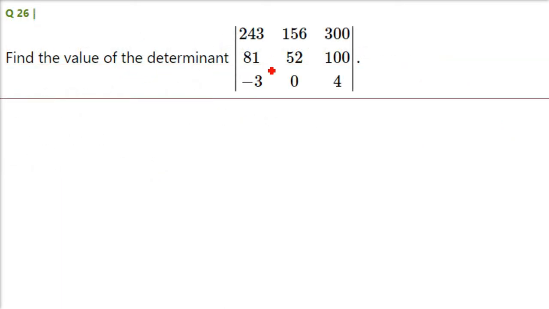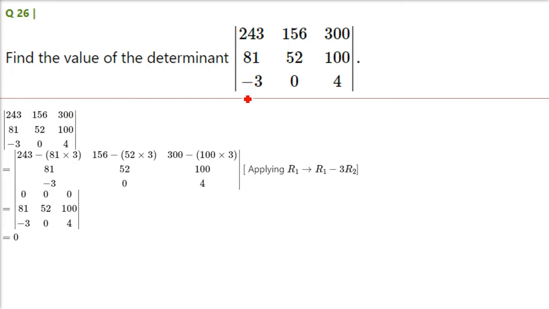Find the value of the determinant. Now you can do it directly, but it will take time and the answer will come the same. That is why we need to learn the properties of the determinant. We'll apply the property here. The property is to make this determinant easier. And most of the time when we apply the property, the determinant comes to be 0, because these are very small answer questions. So rather than doing all, try something so that the determinant computation becomes easy and it may come as 0.